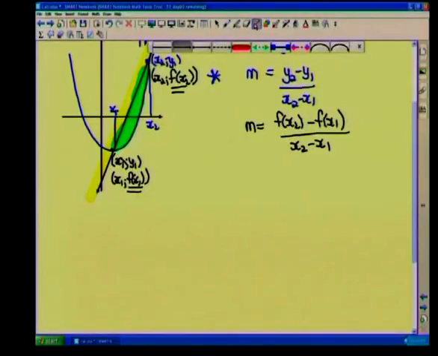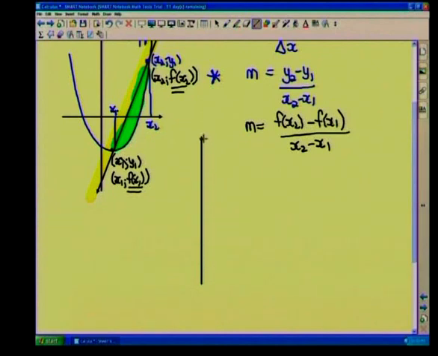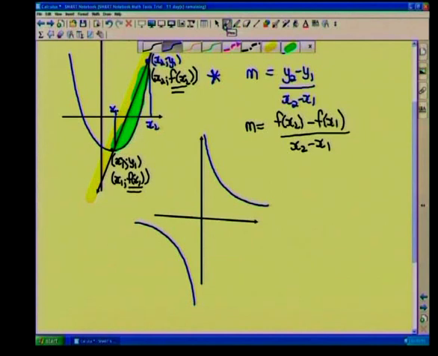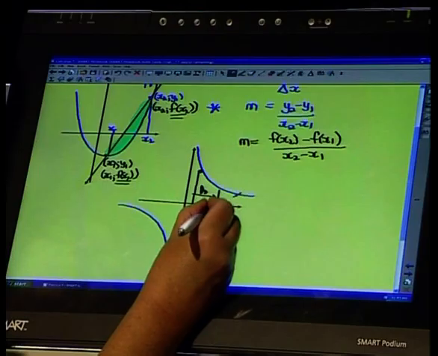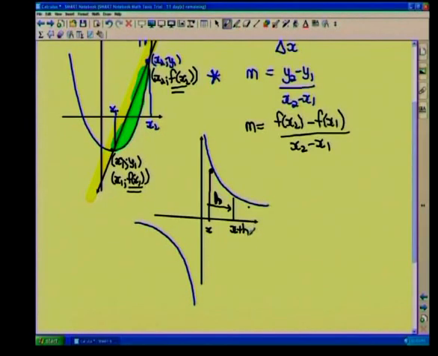Let's draw ourselves another graph. And for a change of scenery, let's make it a different graph. Let's make it a hyperbola. Right, and let's choose some values. So let's choose a point over here, call it x. And this time, I'm going to say, all right, let's move h units this way. Now, if this had been 1 and I said I'm moving 3 units this way, then what I would be saying is 1 plus 3, which gives me 4. So this is going to be x plus h.